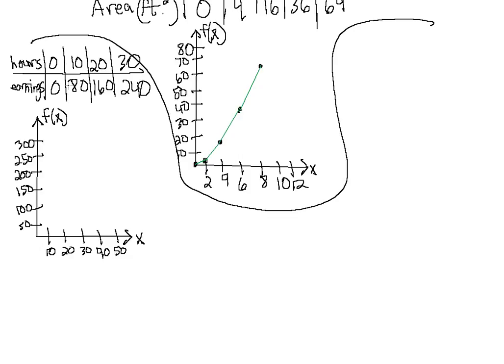For now, let's go ahead and plot a few points. We can see that if we work 0 amount of hours, well, obviously we're not going to make anything. So we're going to start at the origin. Work 10 hours, we get paid $80. 20 hours, we get paid $160. After 30 hours, we're at $240.